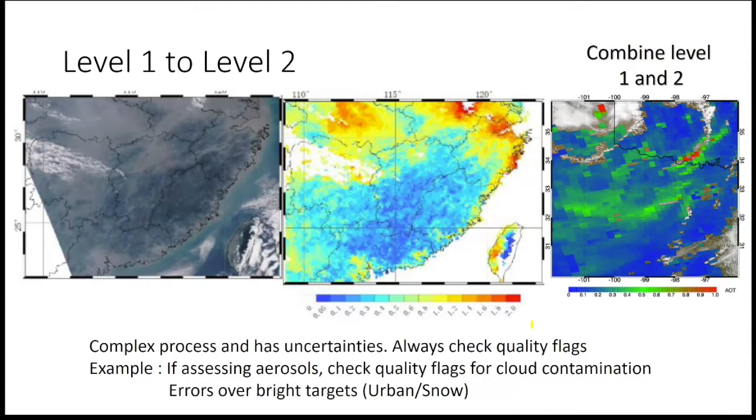That becomes a little bit tricky. I'll mention a couple of ideas for that. So here is level 1 data. It's a little bit grainy. Here is level 2, and the different colors show the different aerosol optical depth. So that's what it looks like.